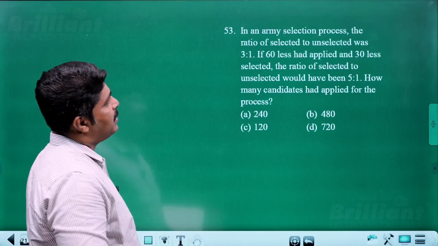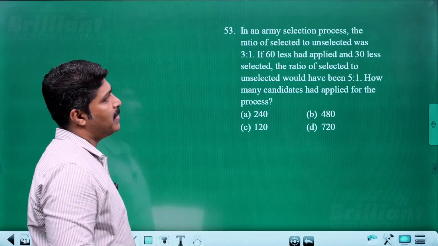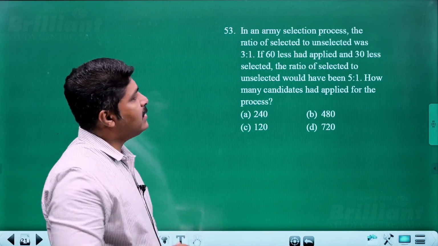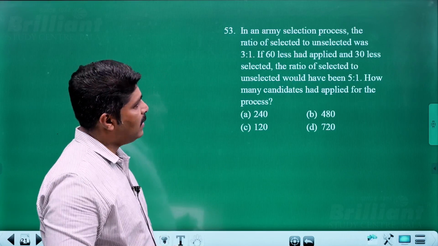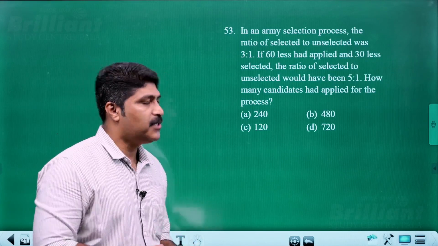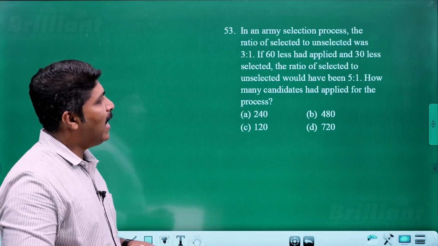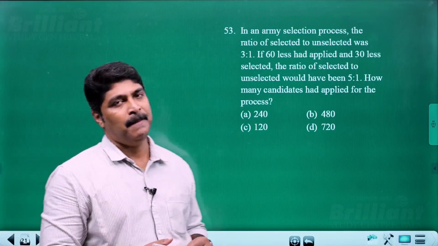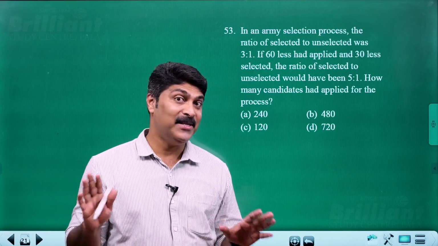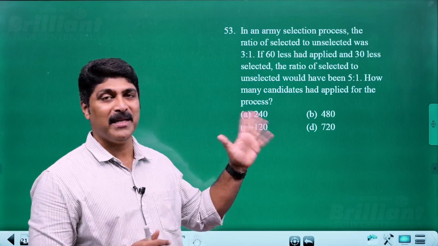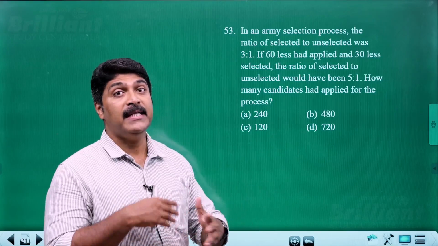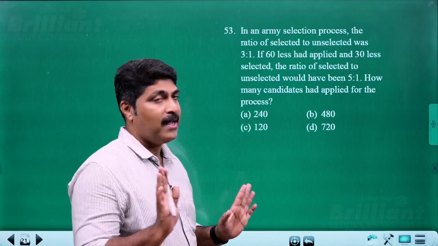Here, in an army selection process, the ratio of selected to unselected was 3:1. If 60 fewer had applied and 30 fewer were selected, the ratio of selected to unselected would have been 5:1. How many candidates had applied for the process? It's a question from ratio and proportion, basically the application of ratio. In ratio, it's under the area of changes, then ratio values. That's the concept here. How to do it?